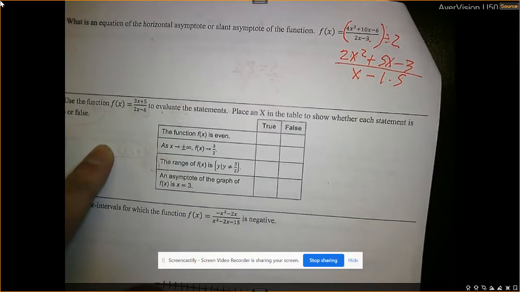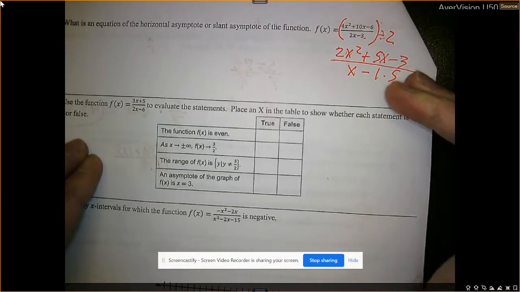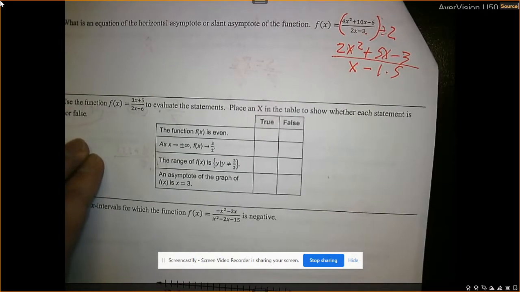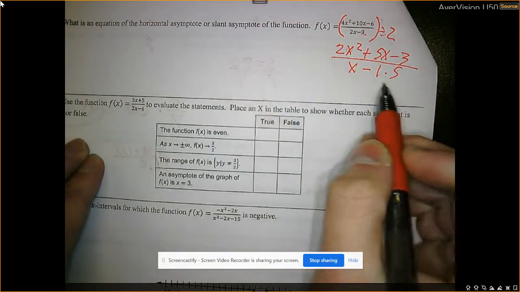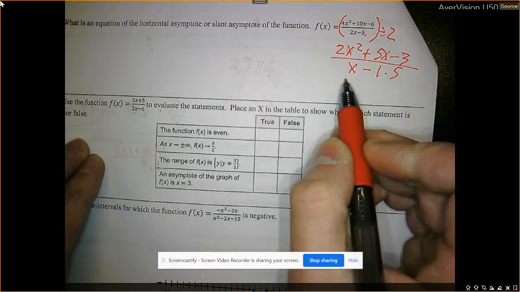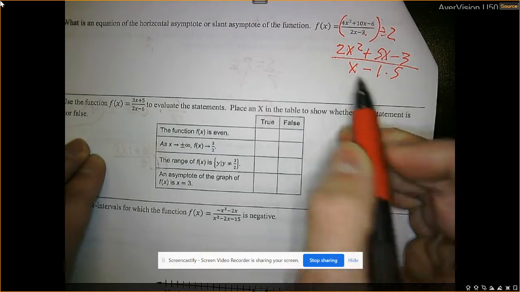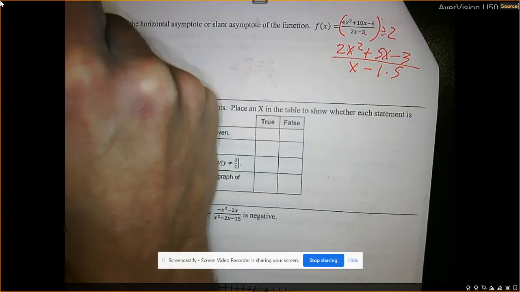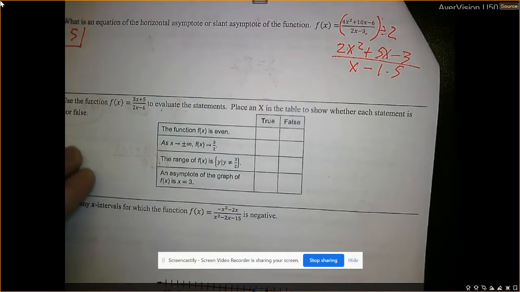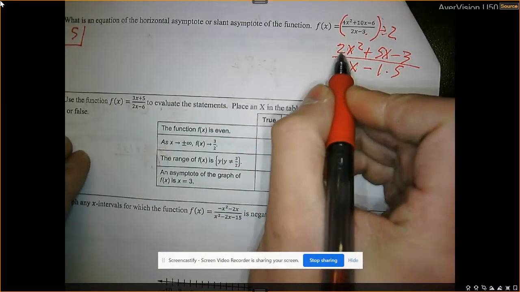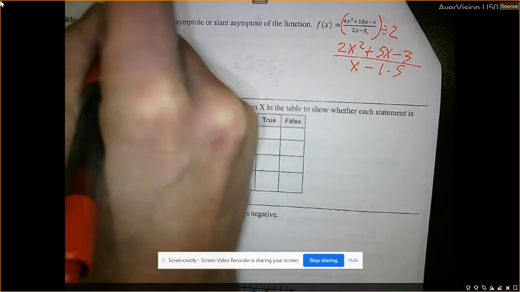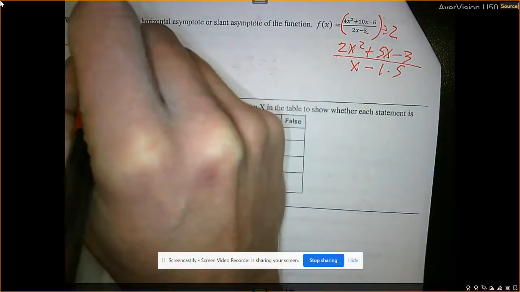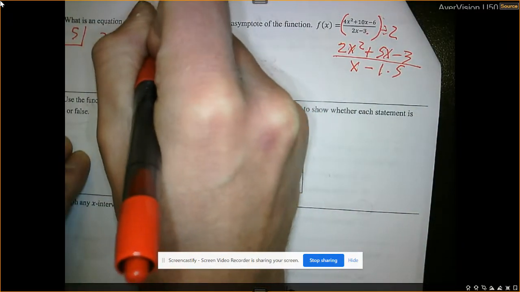So this is our new equation now that we can use synthetic division on, because we know, what x value makes our bottom equal 0? That's 1.5. So I throw 1.5 up in the box, and I synthetically divide that into 2x squared plus 5x minus 3.